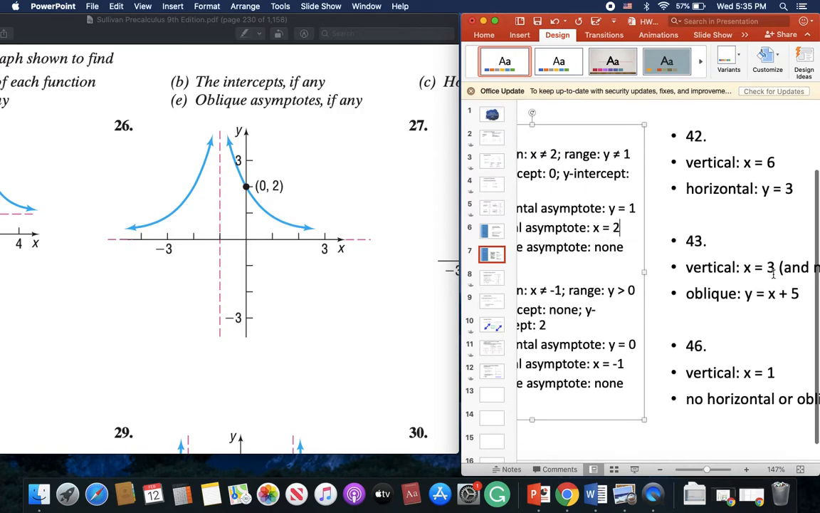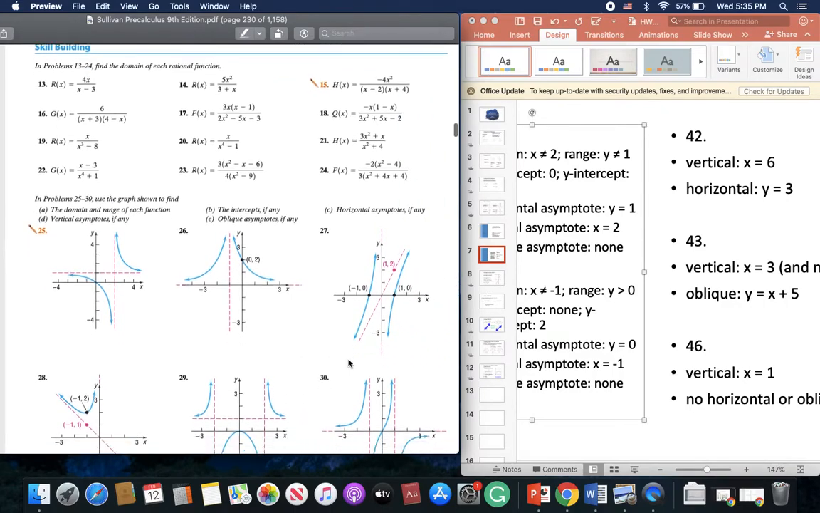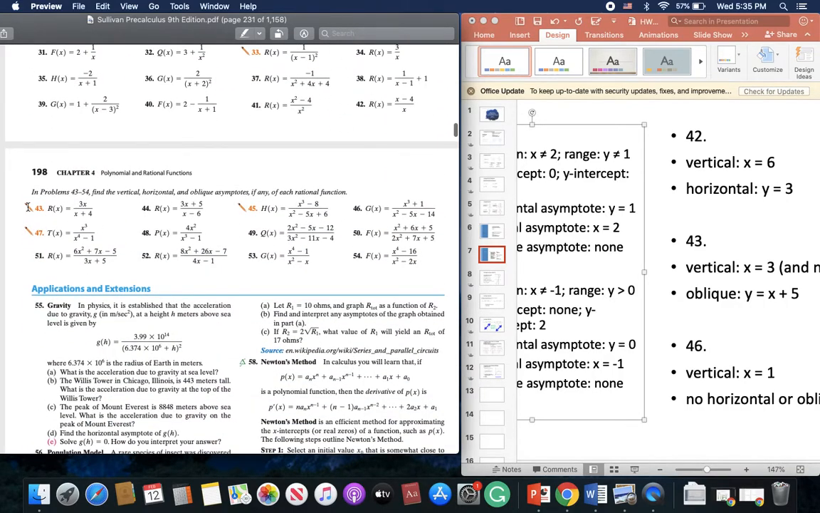42, 43, 46, etc. This math, 42, 43. So 42 is thrice x plus 5. Let me see if I have this math here. 42 is thrice x plus 4. Thrice x plus 5, thrice x plus 5 divided by 6. So 42 is this math.